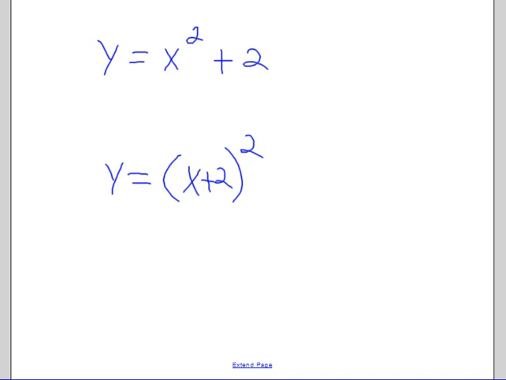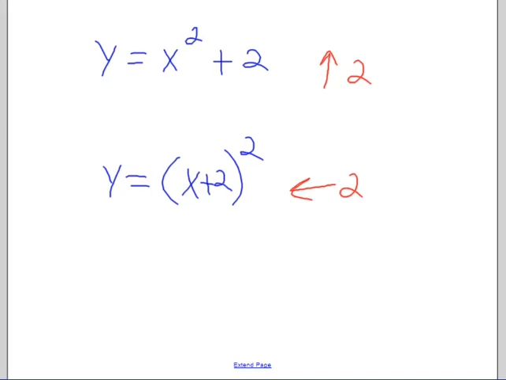Again, we're supposed to know what the parent function looks like. We know what x squared looks like. It's a parabola. And we know that that 2 is not inside the function. It's outside the function, so it's going to affect the graph in the y direction, since it's not in with the x. When it's outside the function, it does exactly what it says it's going to do.